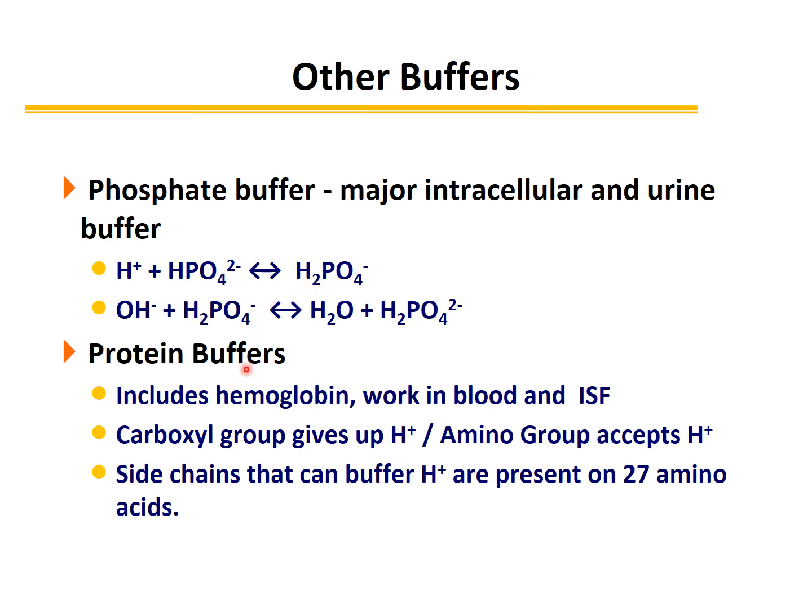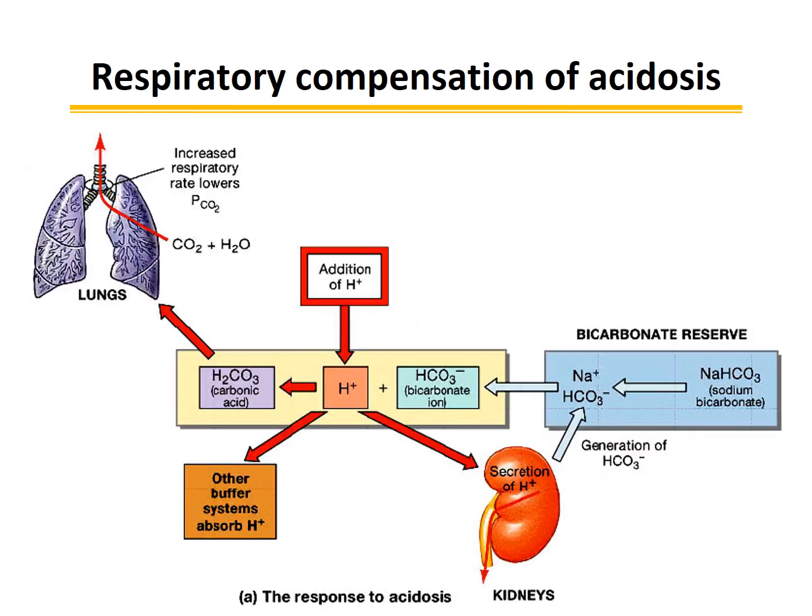The protein buffers: the most important buffering capacity that we have is the hemoglobin. Relatively, the hemoglobin has a very high capacity to buffer the hydrogen. The carboxyl groups give up, let's say, the proton, while the amino groups usually accept the proton. Now, the side chain that can buffer the hydrogen is usually present on about 27 amino acids. So this is what makes, let's say, the buffering capacity.